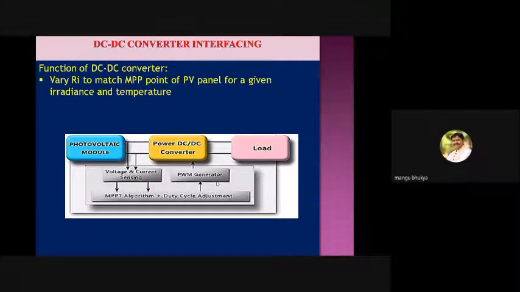Suppose the load is already in a fully charged condition. In that case, you cannot extract the maximum power. Then this interface circuit should protect the load from overcharge. So whatever power the load requires, that much power only it has to draw from the source. That is called a charge controller.